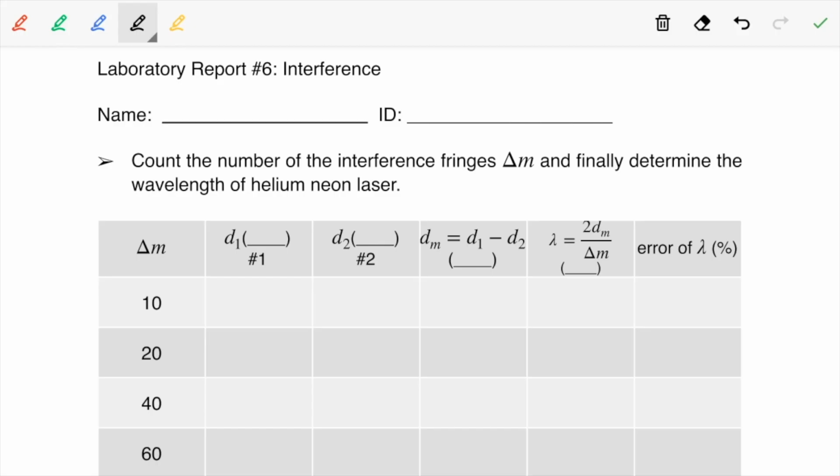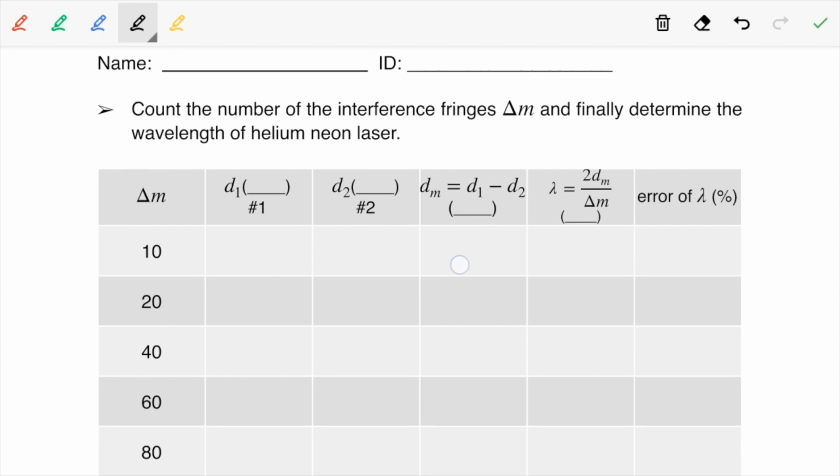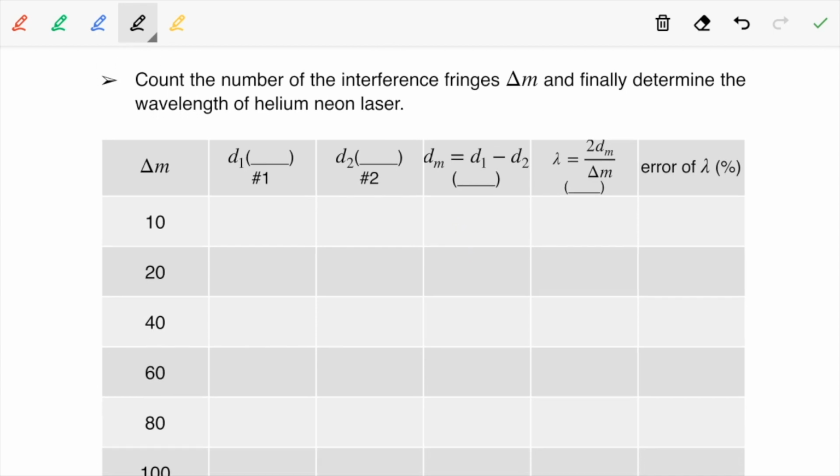Now we come back to the handout of the report. In the report, there is not that much. We only have this one table. We'll count the number of the interference fringes, delta M, and finally determine the wavelength of the helium neon laser. So one thing is you are going to count the delta M in the experiment video.